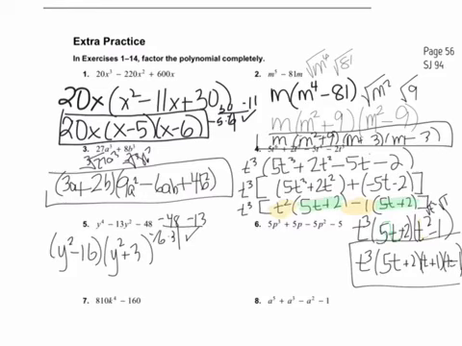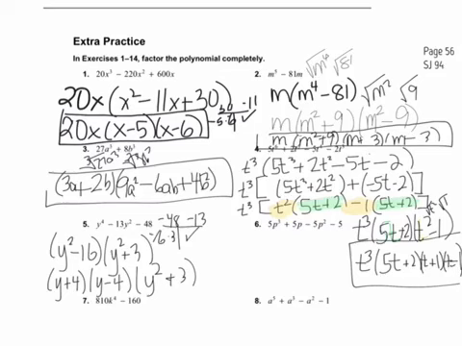Then I have to check those binomials. Will this factor again? Hopefully you recognize right away it will. It factors into y plus 4 times y minus 4, and then that second binomial will not factor, so y squared plus 3.